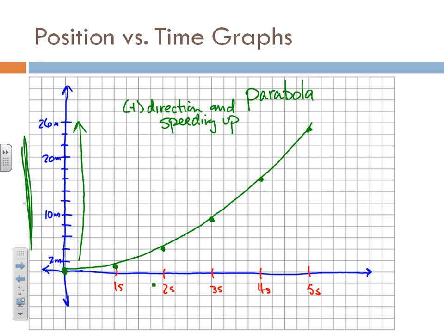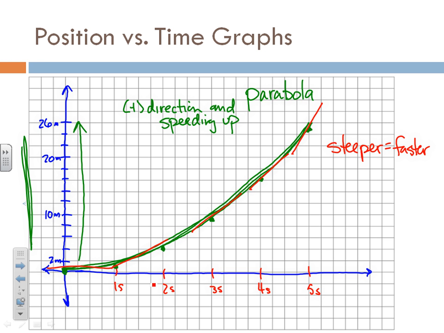And we know that we're speeding up because if we look at the shape of our curve, what's it doing? It starts out really, really flat. If I were to draw a line here, it's really, really flat. But as time goes on, it's getting steeper and steeper. And remember, the steeper that something gets on a position versus time graph, the faster it's going. That's because our slope is getting bigger and bigger.